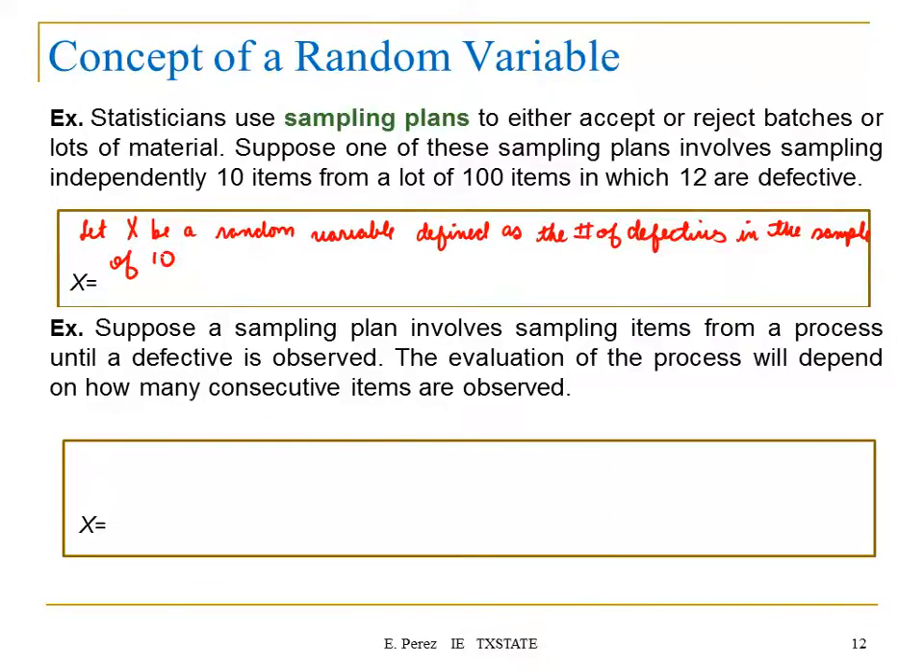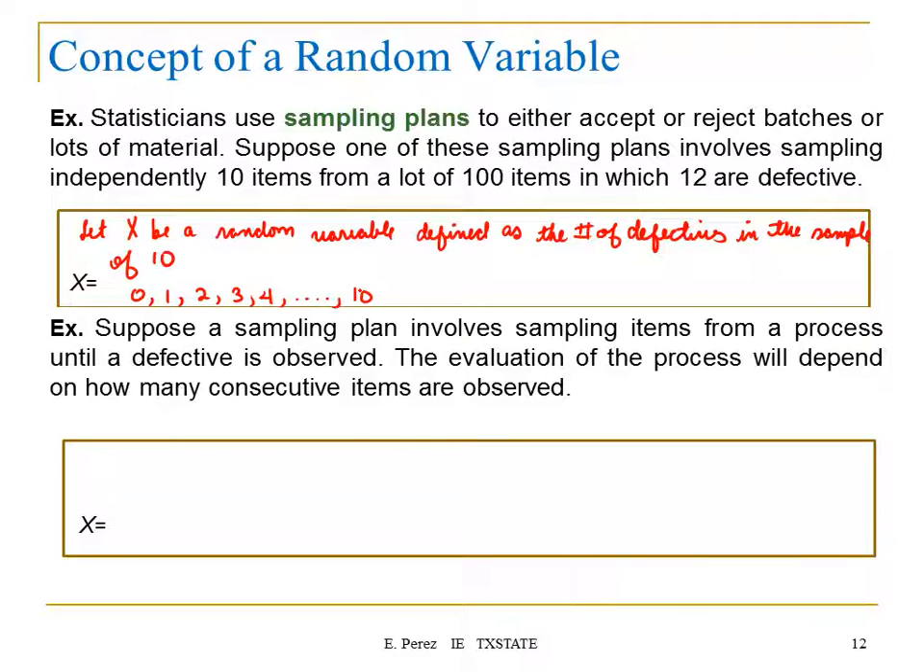Then x can assume values that go from 0 to 10. Right? Because if you pick 10 from this lot, you know that there are 12 defectives. That random variable can go from 0 to 10. If you only had, let's say, 7 defectives in this lot, then that random variable will go from 1 to 7, just because the way that you're defining the random variable is based on the number of defectives.